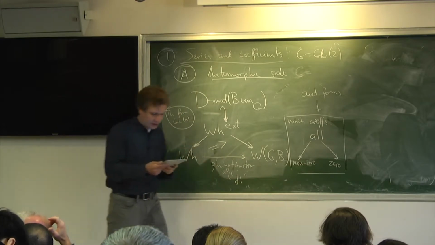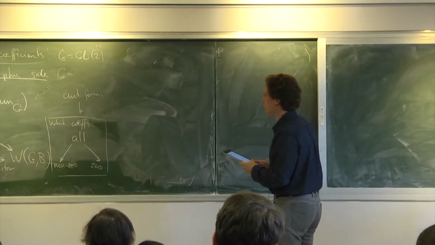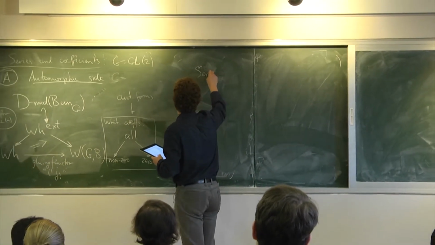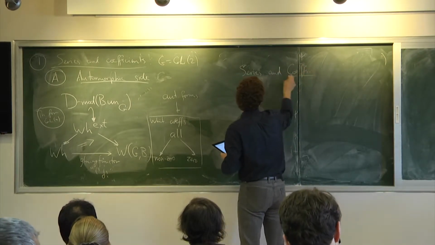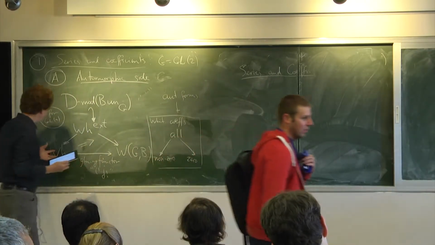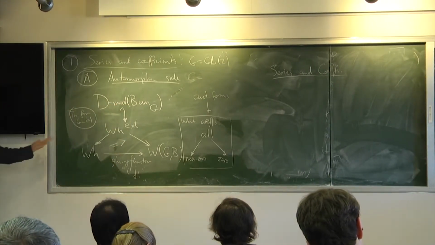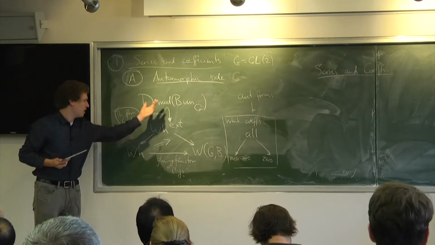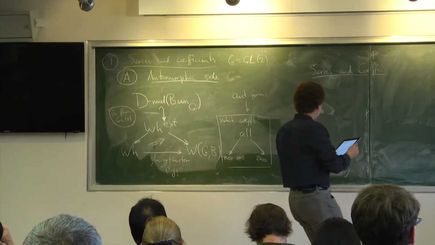And again, this is something that Dennis did yesterday. So let me call this the series and coefficients diagram. I'm going to think of functors that produce an automorphic object, an object in D mod Bun G, as some kind of series, and a functor that takes an object in D mod Bun G and produces something on the bottom row as a kind of coefficients.